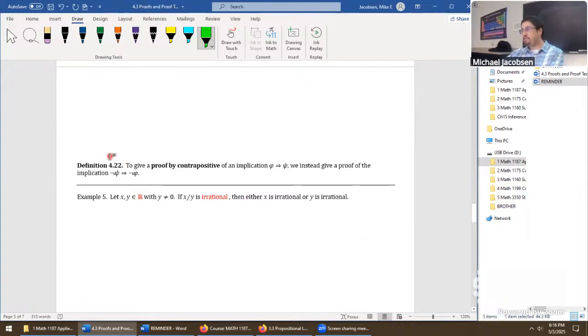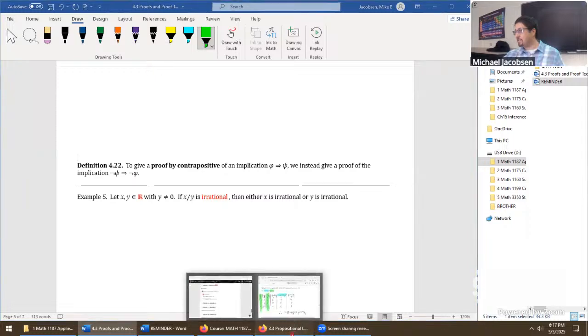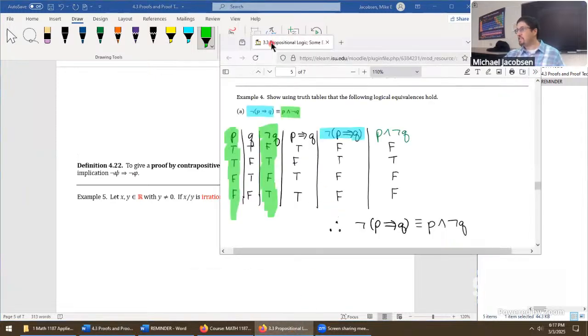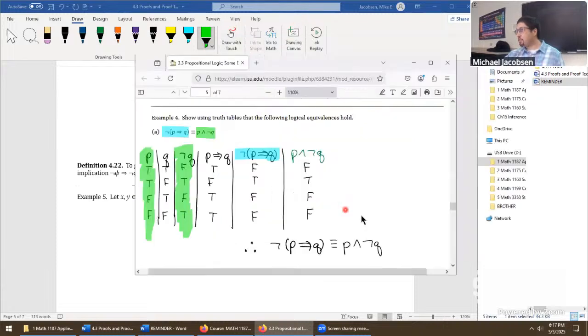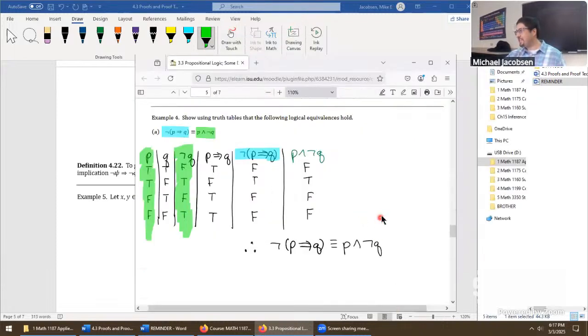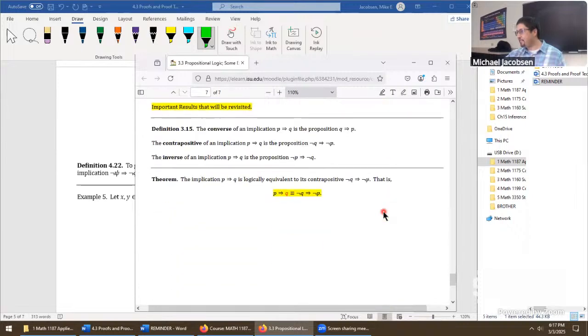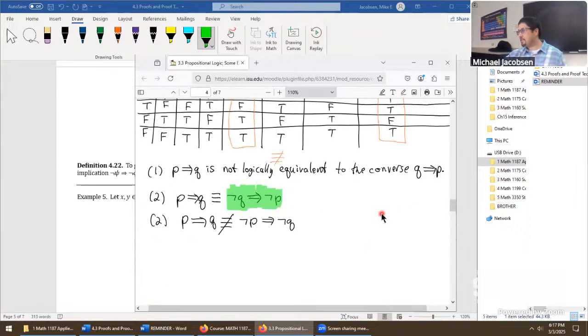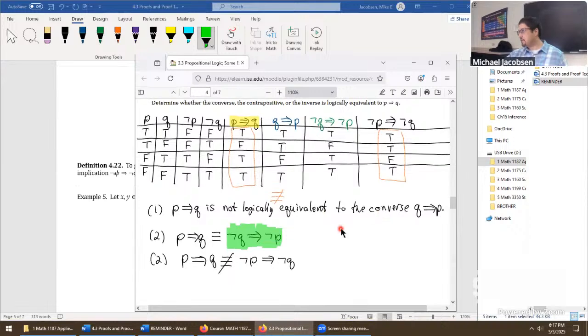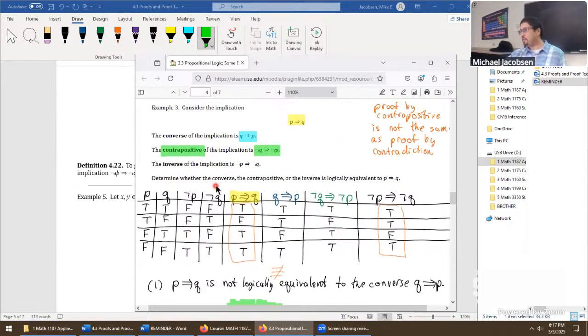The definition says to give a proof by contrapositive of the implication phi implies psi, we give a proof of the implication, not psi implies not phi. And the motivation for this is we go back to section 3.3. We did a really interesting truth table. We kind of hinted that this is something that should come back. Let me see if I can find it. There it is. We have converse, contrapositive, and inverse laid out here.